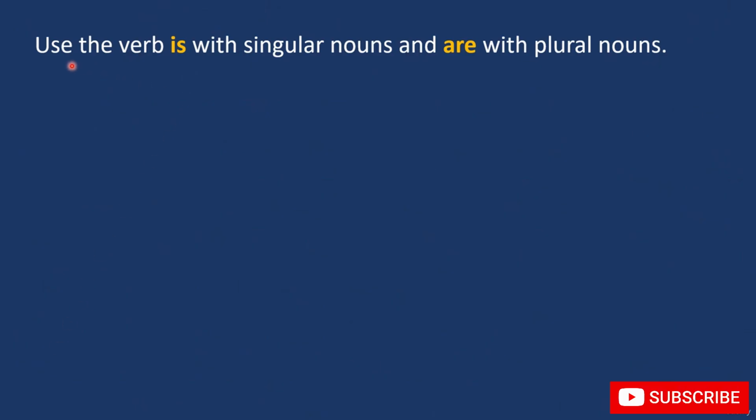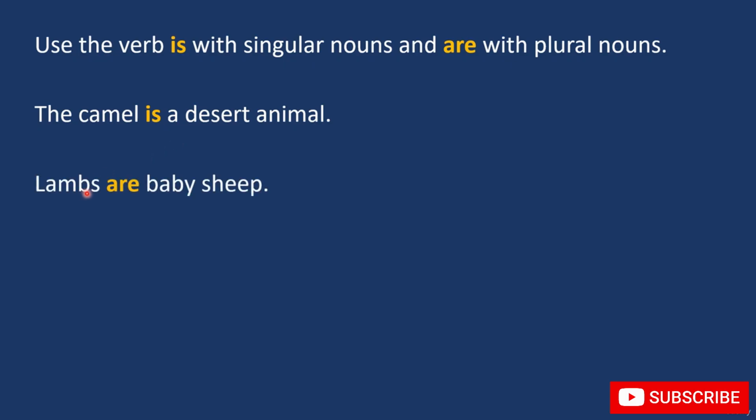Here we have another point. We use the verb is with singular nouns and are with plural nouns. This is just for clarification. When I say that the camel is a desert animal, lambs are baby sheep. Here I have just one camel, so I say the camel is. If I say camels are, here also lambs are, but the lamb is. So again, if I have singular, I use is. If I have plural, I use are.